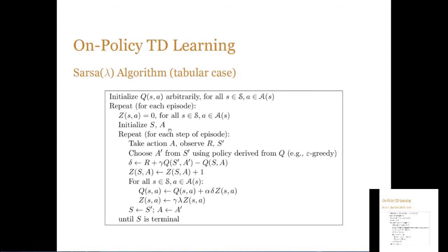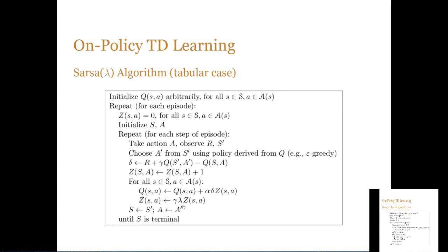So we start with all traces equal to 0. We initialize our action values, and we start running episodes. So we take action A, observe a new reward and a new state, and we choose action A prime from the new state using our epsilon-greedy or some exploratory policy. Then we compute the TD error using this formula. We update the trace for the state-action pair that we are visiting at this moment. And then notice this loop. This is a big and costly loop.